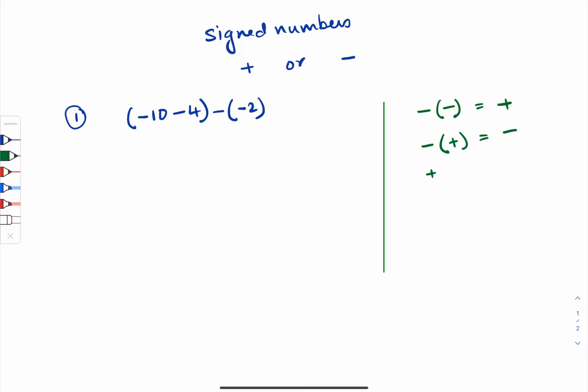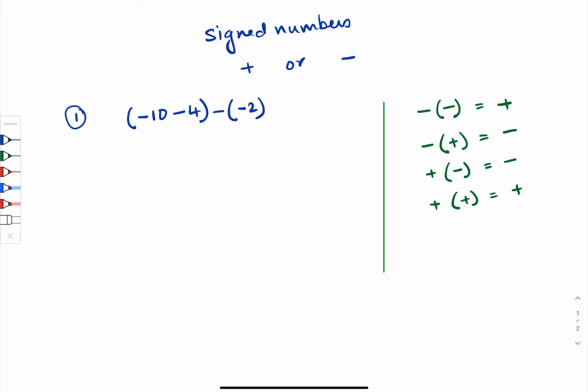What if you had a positive outside and a negative inside? Well, that would still make it negative. And if you had a positive outside and a positive inside, then that would make it positive. So the rule is when the signs don't match, then the negative wins. But when the signs match, then they become positive. So we're going to apply that logic here.